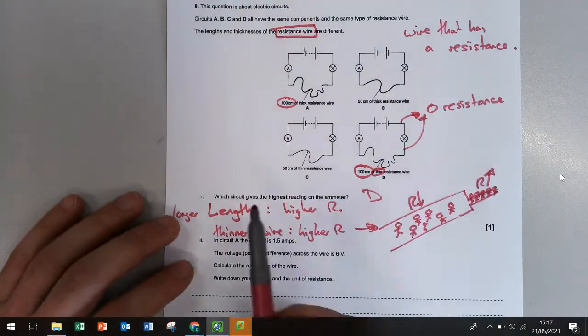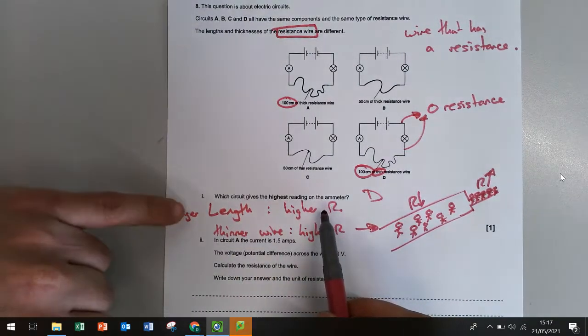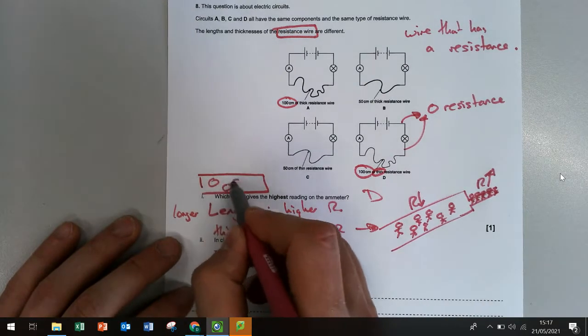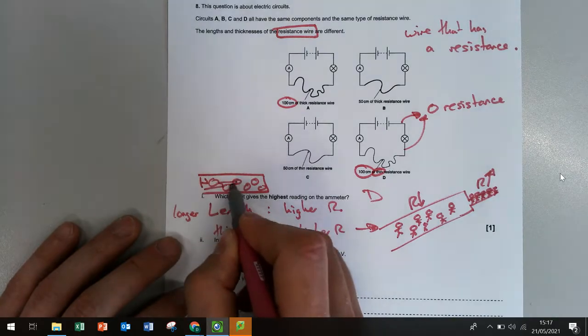Obviously, as it gets longer, there is more of the metal to pass, so there are more ions for the electrons to collide with.